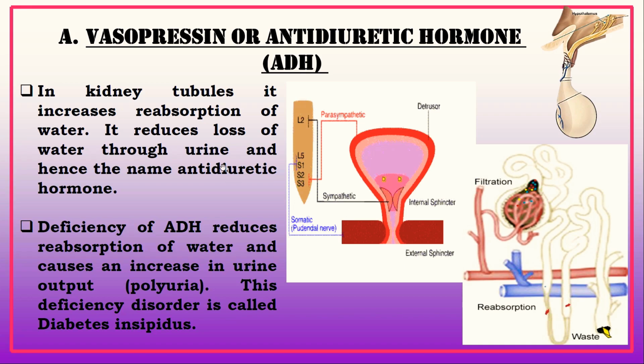In the kidney tubules, it increases the reabsorption of water, by which it reduces the loss of water through the urine, and hence it is named antidiuretic hormone. So deficiency of this ADH will reduce the reabsorption of water and cause increased urine output. This deficiency disorder is called diabetes insipidus.